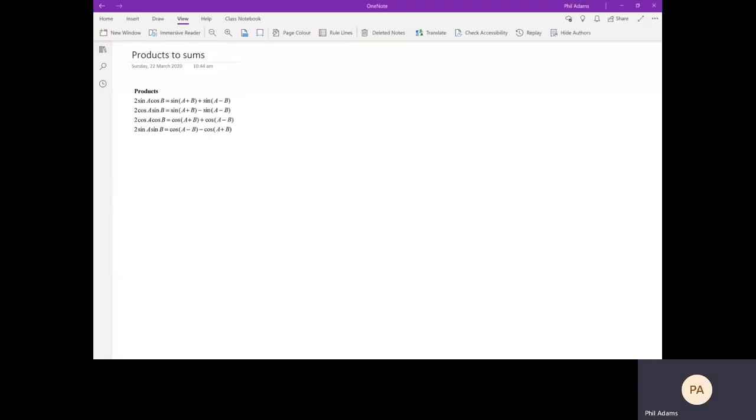Okay, so this video, I'm just going to go over the products to sums rules. They appear like you can see here on the formula sheet, and I'll just do a couple of examples so you can see them in action, and then later on we'll look at some identities that use them.